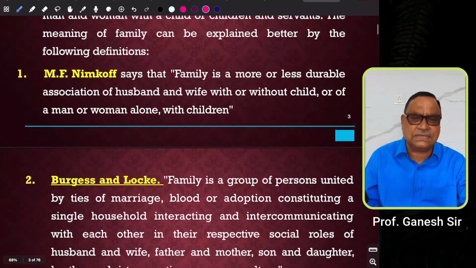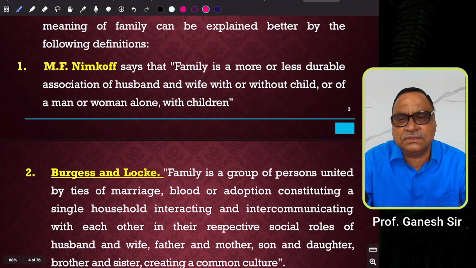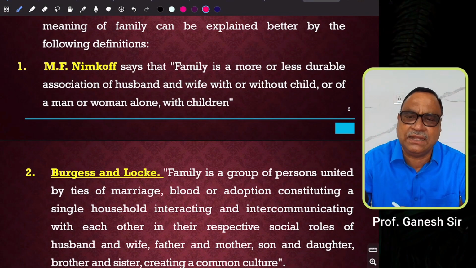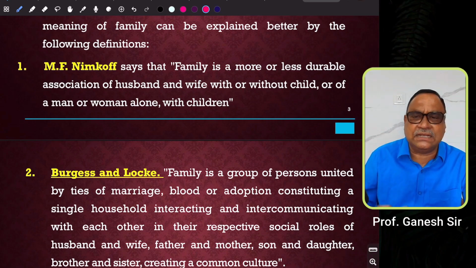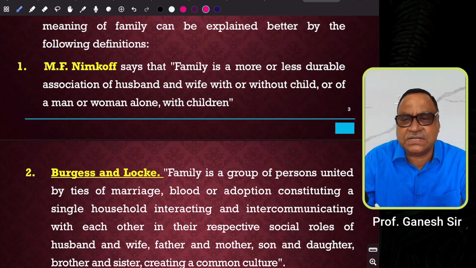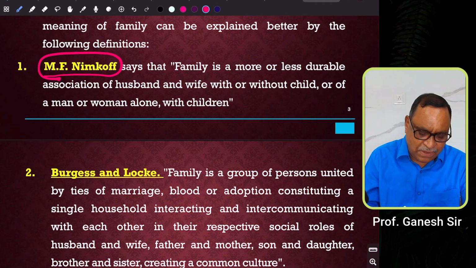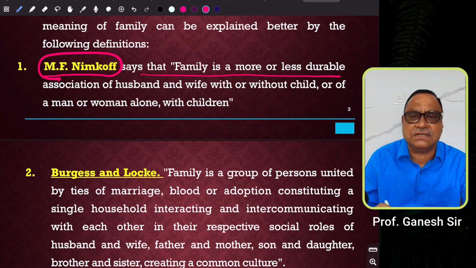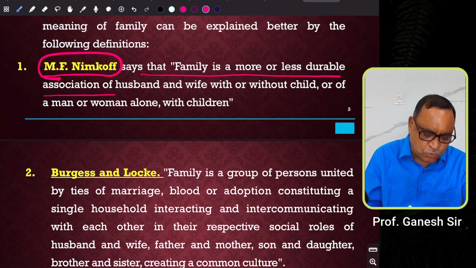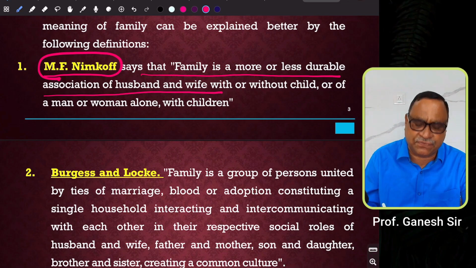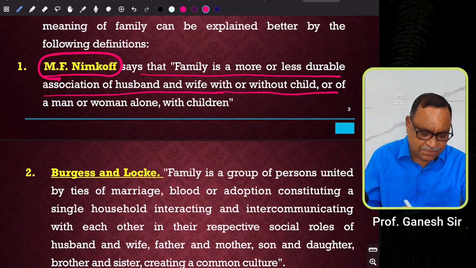Now let us see how the family as an institution has been defined by the sociologists. Here I try to discuss certain important definitions given by the sociologists, like M.F. Nimkoff. Nimkoff says that family is a more or less durable association of husband and wife with or without child, or of a man or woman alone with children.